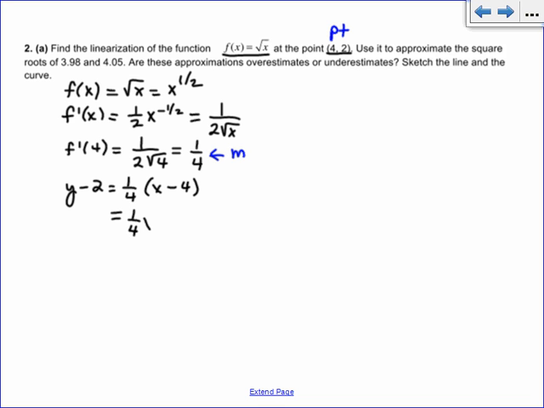So we get 1/4 x minus 1, and then I'm going to add the 2 over. So I get 1/4 x plus 1. Okay, that's our linear approximation. You can write it as f of x or L of x, but use the approximation signs, right? So I'll call it L of x.